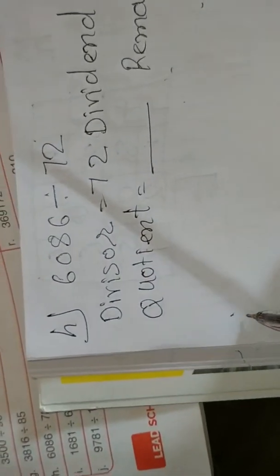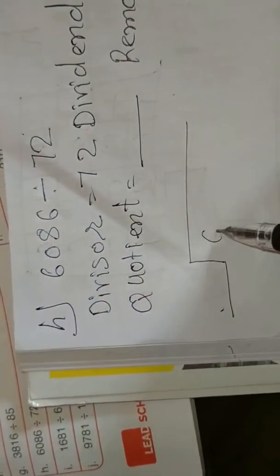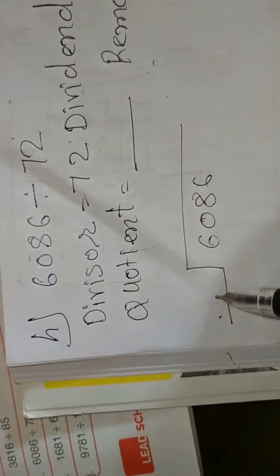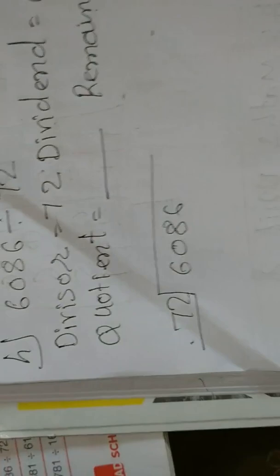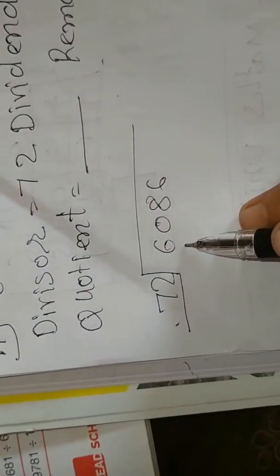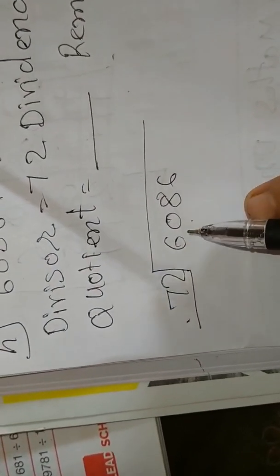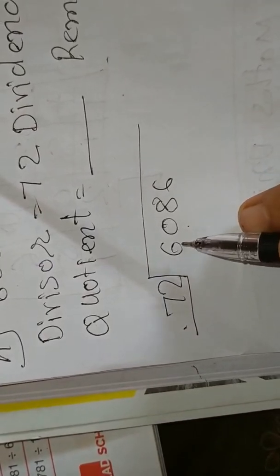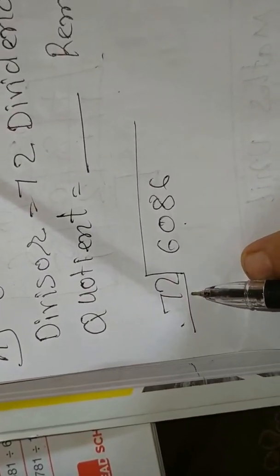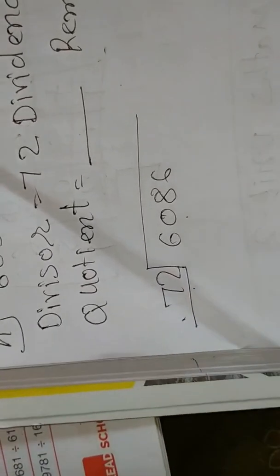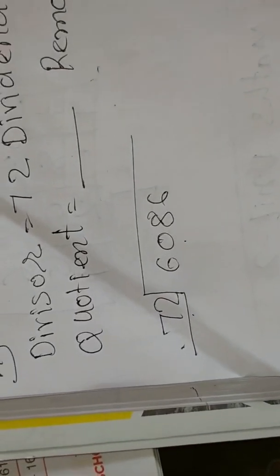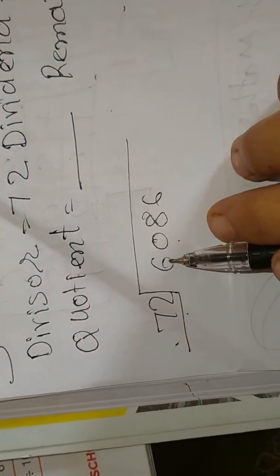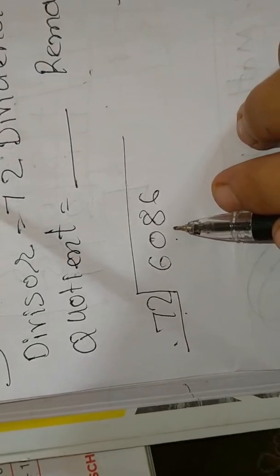Now we'll start the sum. 6086 divided by 72. So students, if we take a 2-digit number here, it is 60, and 60 is a smaller number than 72. So what we have to do? We have to take the 3-digit number, which is 608.